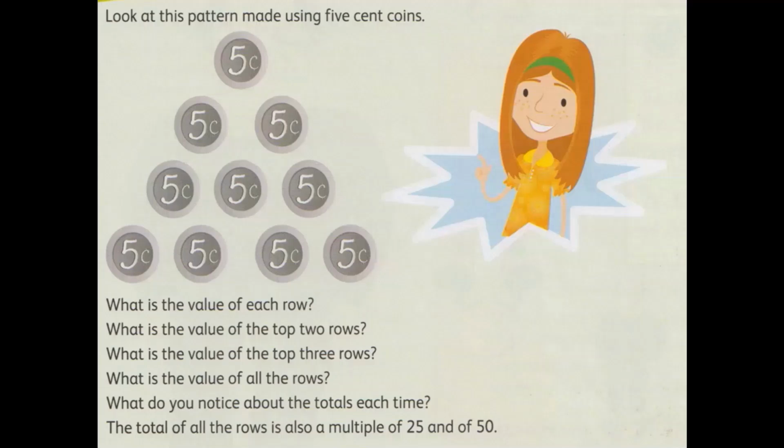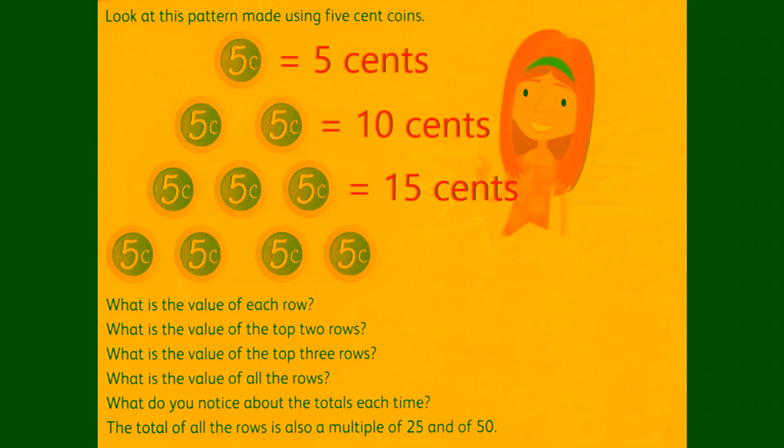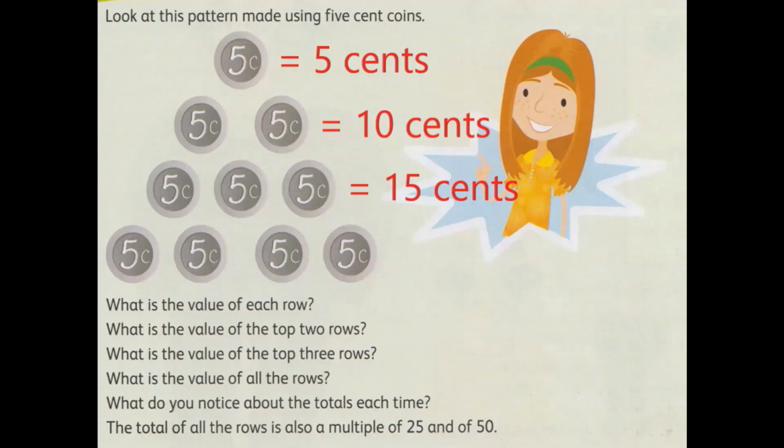So the first row here has 5 cents, and it's the only row with just 1 coin. So the answer then is 5 cents. The second row has 2 5-cent coins. So the answer there is 10 cents. Then the third row has 3 5-cent coins. So the answer there is 15 cents. And then the fourth row, the last row, has 4 5-cent coins. So the answer is 20 cents. So we have answered the first question of what is the value of each row. Now you can see what the value is for each row.